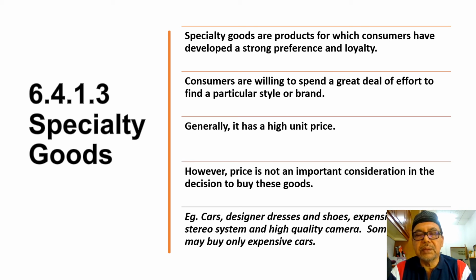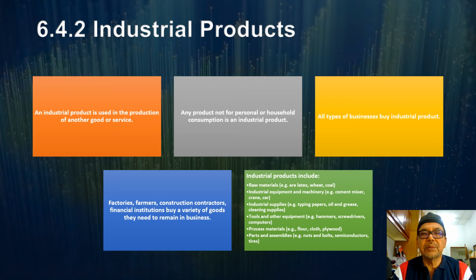Cars, I used to buy Mercedes cars in those days when I was young. So I was very loyal to the brand. Every year or every 2 years when I changed my car, I would change to a Mercedes. Of course, after some time now, I changed to Audi. Again, I became loyal. I also ask my children to buy Audi cars. So this kind of good we call specialty goods.